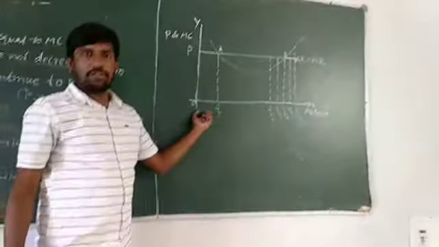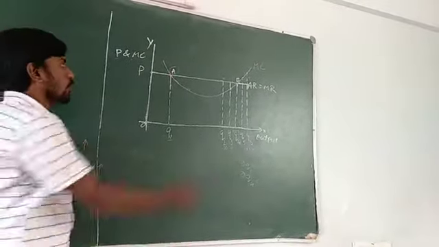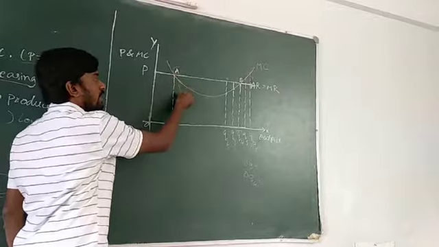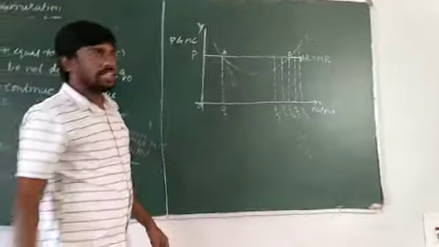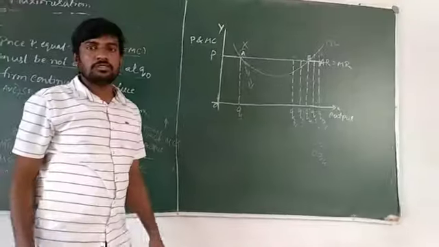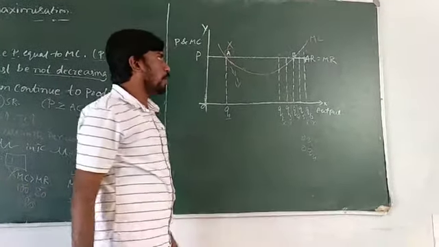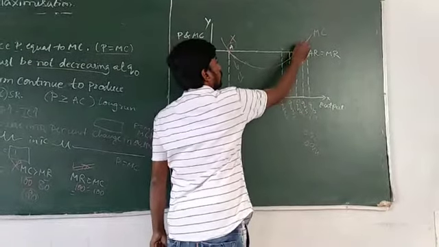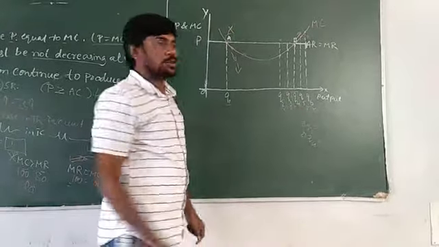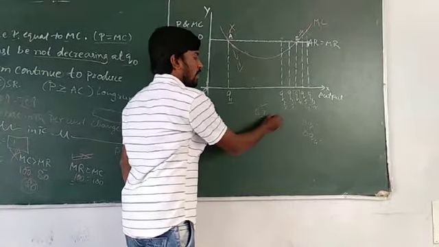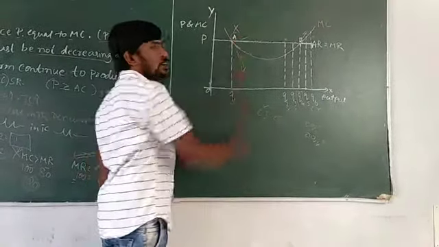If you take an OQ1 level of output, at point A the price and marginal cost intersect. Afterwards, marginal cost is decreasing. If it is decreasing, it is not an output which gives the maximum profit to the firm. And if you take an OQ4 level of output, at point B, marginal cost is increasing. This means the OQ4 level of output satisfies condition 1 and condition 2, but the OQ1 level of output satisfies just condition 1.